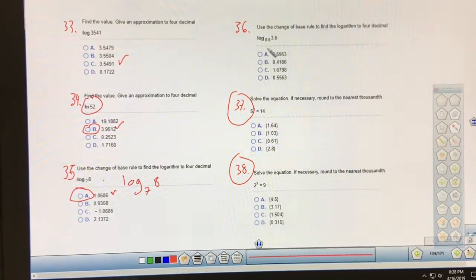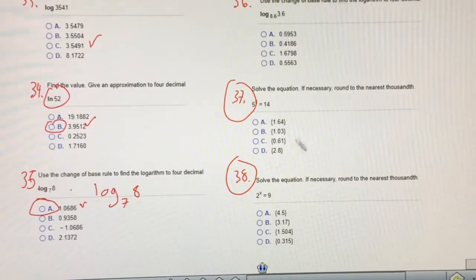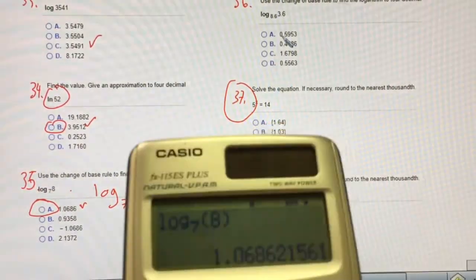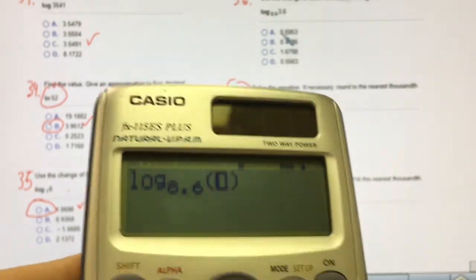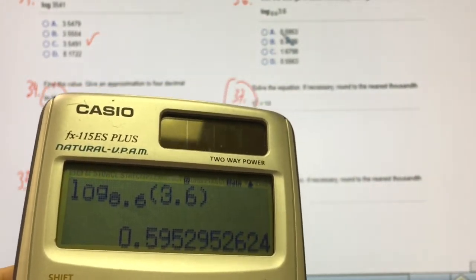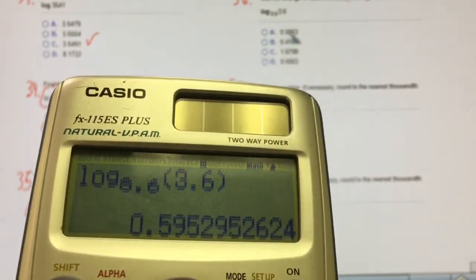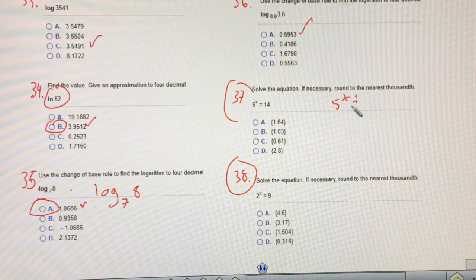Again, log base 0.86 of 3.6. Typing it right in directly, hit the log button. 0.86, right arrow. 3.6, it'll give me the exact decimal that I need. 0.5953, choice A. Now for this one, it's 5 to the x equals 14.